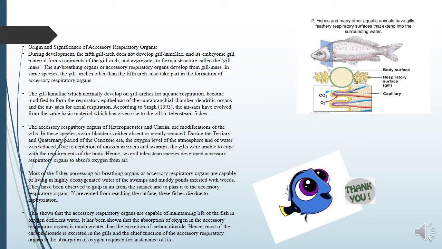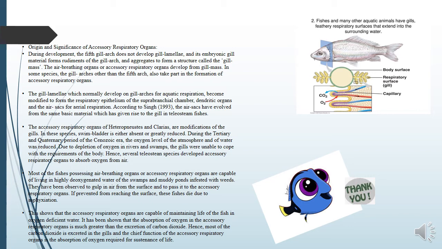Origin and significance of accessory respiratory organ. During development, the fifth gill arch does not develop gill lamellae and its embryonic gill material forms a rudiment of the gill arch and aggregates to form a structure called the gill mass. The air breathing organ or accessory respiratory organ develops from the gill mass.